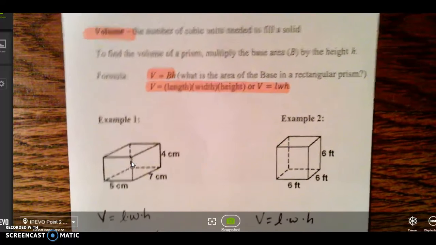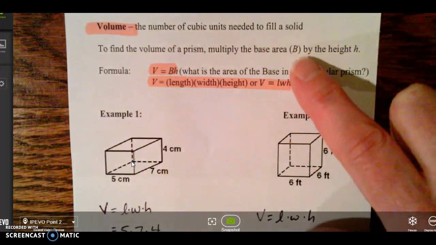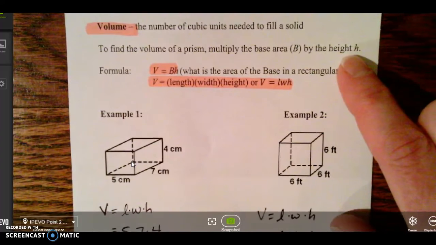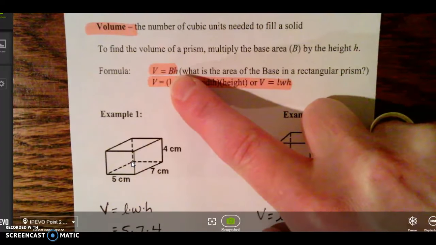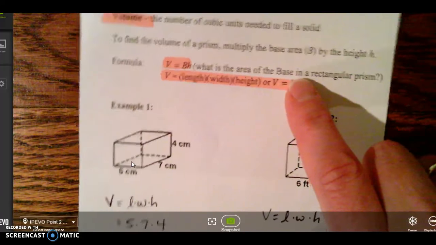So what you need to do for any kind of prism is you need to multiply the base area, and we typically use a capital B to represent the area of the base. We will use H to represent the height. So this is what it looks like generally. Volume equals capital B times H. The problem is, in different shapes, the area of the base can be a different shape.